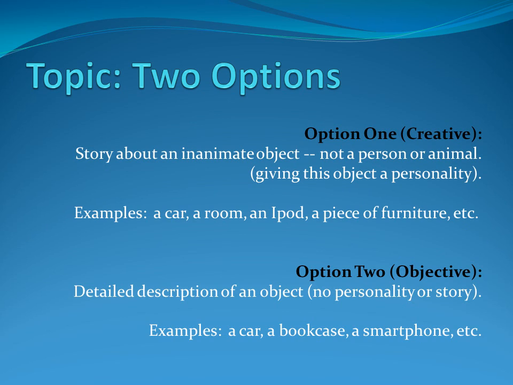Now, for those of you who don't like creative writing, you can write in an objective style by writing a detailed description of an object. You don't have to worry about giving it a personality or telling a story. Some examples might be a car, a bookcase, a smartphone, anything again that's not a person or an animal.